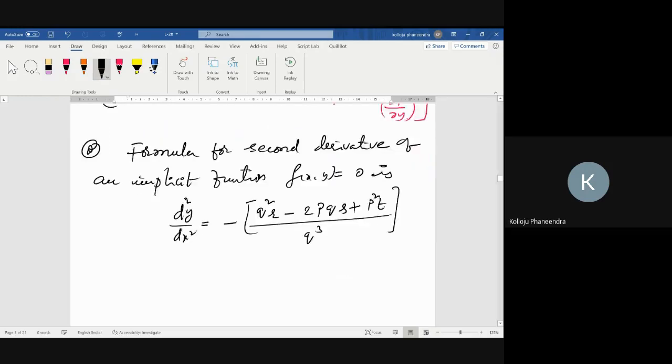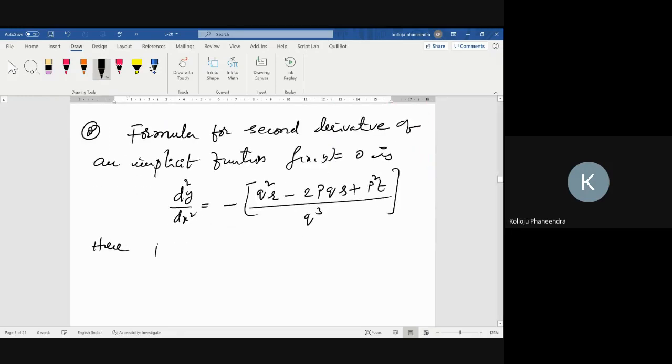Here p stands for ∂f/∂x. Next, q stands for ∂f/∂y. R stands for ∂²f/∂x². S stands for ∂²f/∂x∂y. And t stands for ∂²f/∂y². These are the notations. Let us prove this.